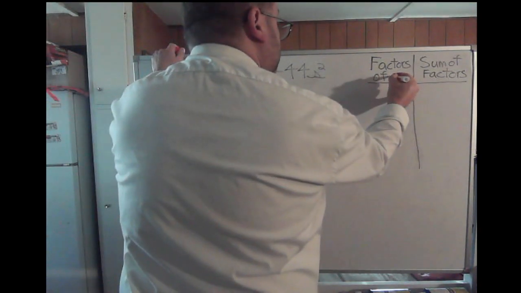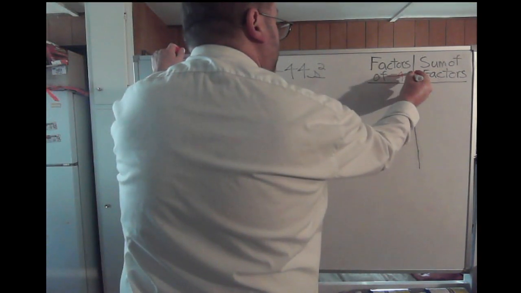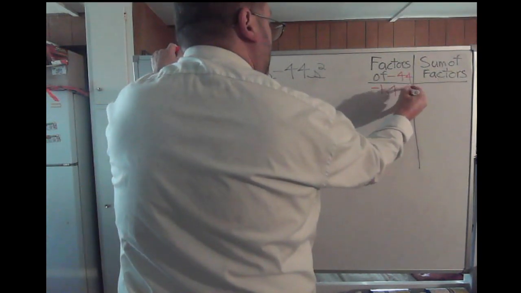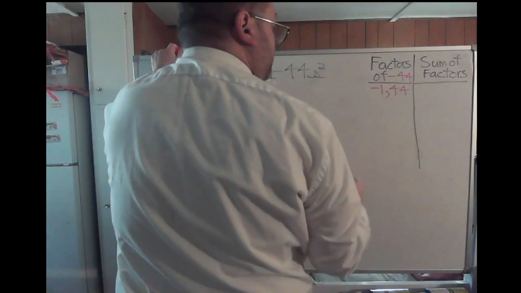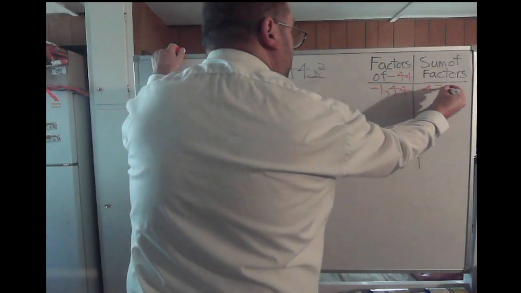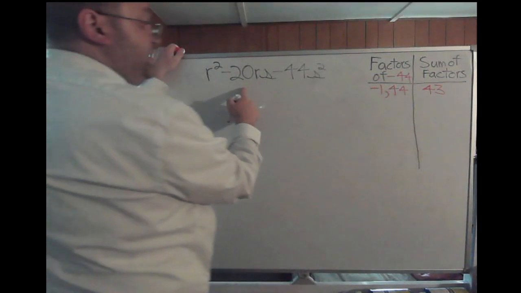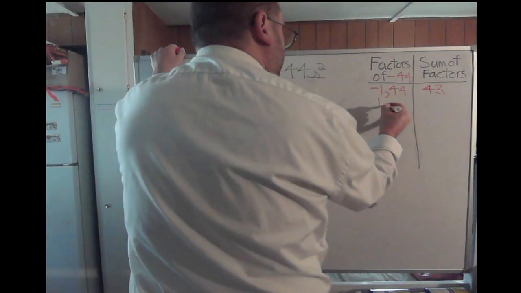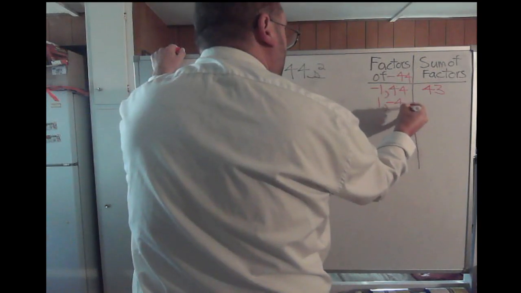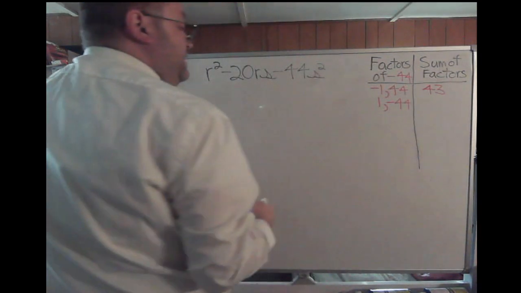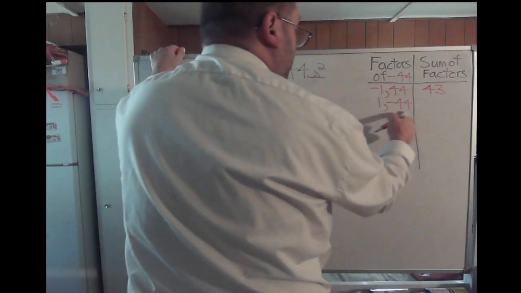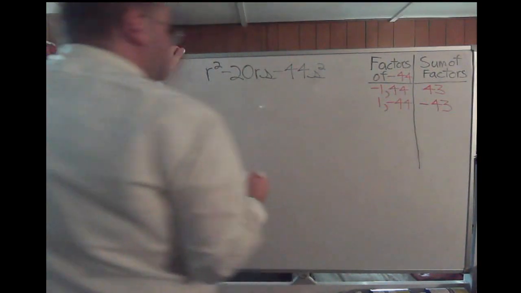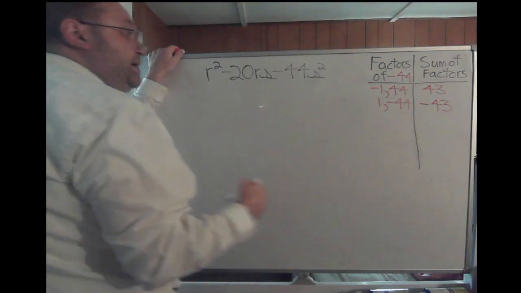So let's figure out some factors of negative 44. Let's start with negative 1 and positive 44. Add negative 1 and positive 44 together, you'll get 43. Well, you need your middle coefficient to be negative 20, so positive 43 isn't going to work. Next, we'll do factors of 1 and negative 44. Well, 1 and negative 44, you add those together, you get negative 43. Well, you need your middle coefficient to be negative 20, not negative 43.